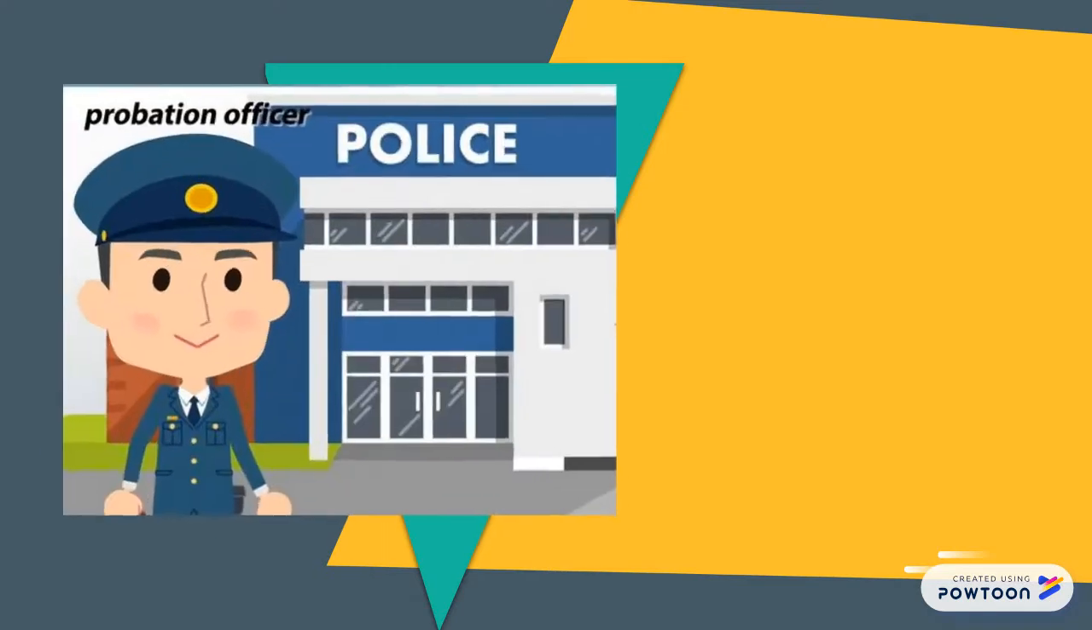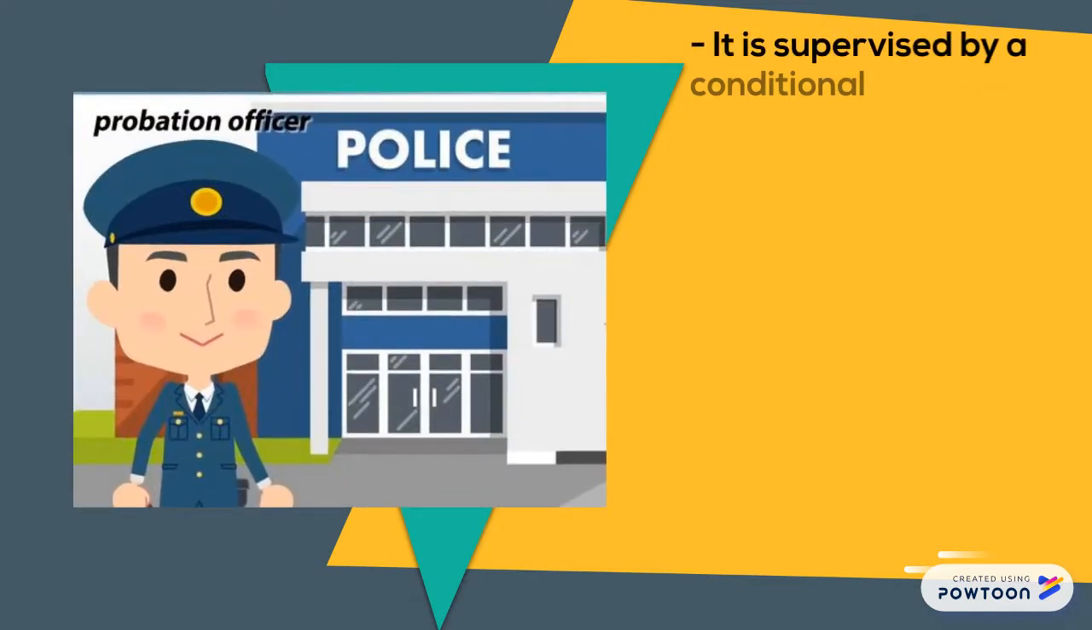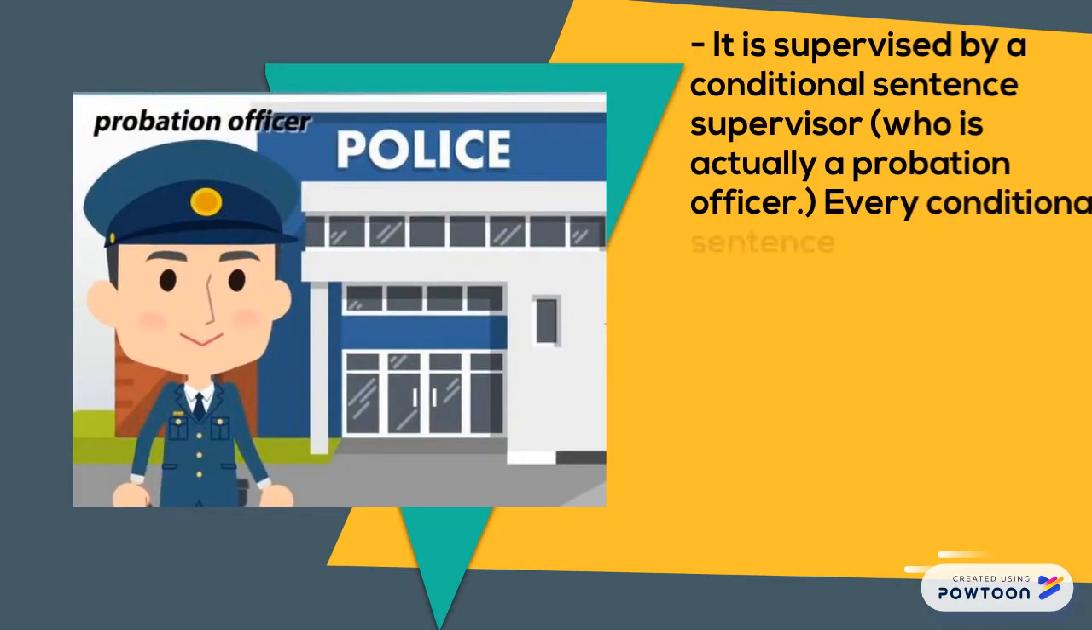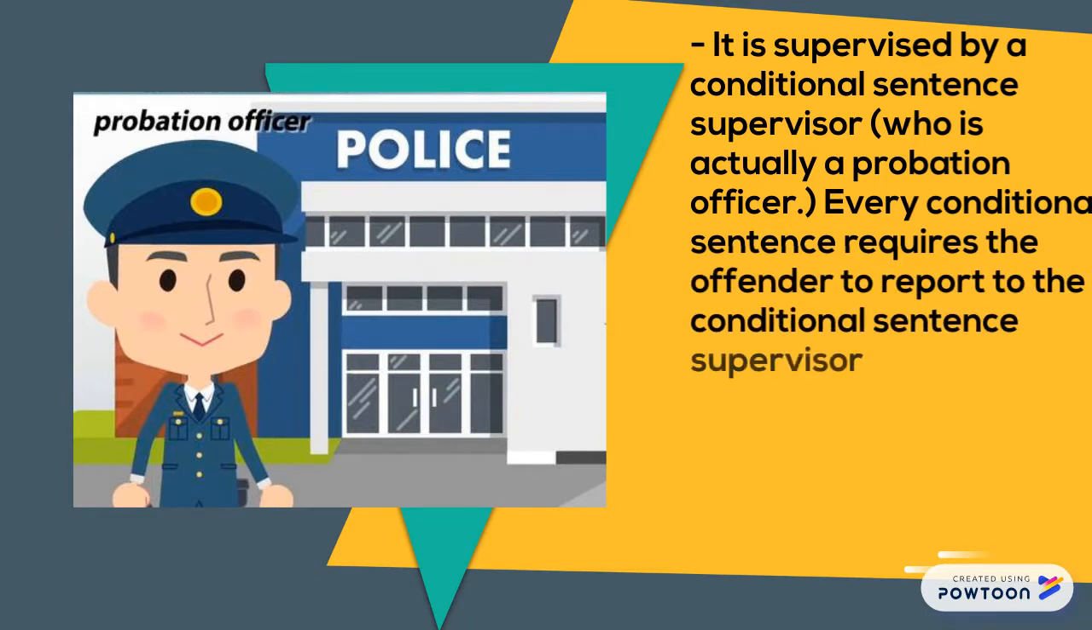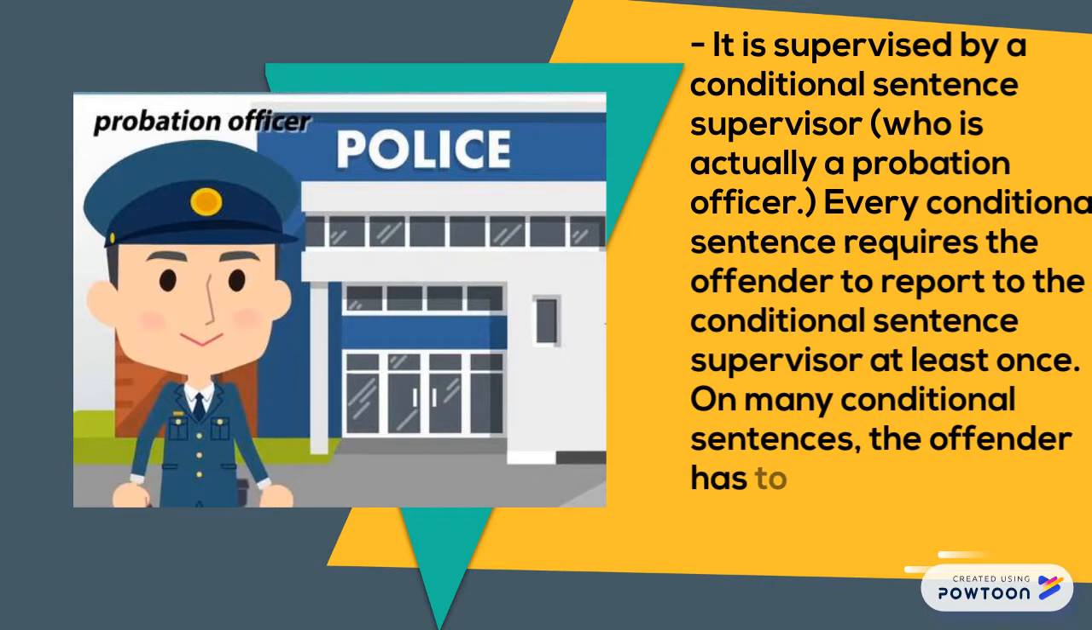If an offender allegedly breaks one or more of the conditions of a conditional sentence, there may be a hearing held in front of a judge. If the judge is convinced that the offender broke one or more of the conditions without a lawful or reasonable excuse, the judge may make the offender serve the remaining time in jail.